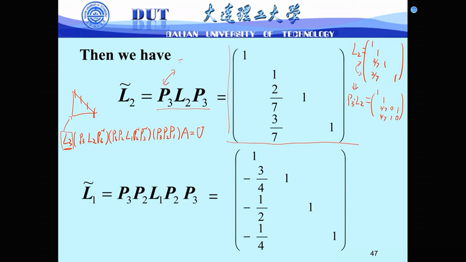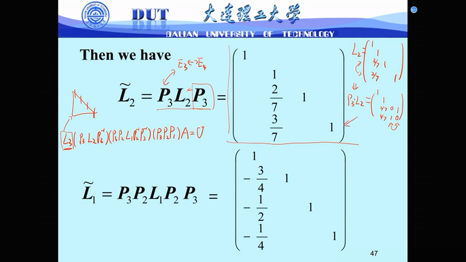P3 means E3 interchange with E4. Okay? And now we multiply P3 from the right side. From the right side, okay? What does it mean? Do you remember the meaning? If you multiply a permutation matrix from the left side, that means we interchange rows. Otherwise, if we multiply the matrix from the right side, what does it mean? Column interchange, right? E3, E4 also means column change. We interchange the two columns, okay, E3 and E4, third column and fourth column.